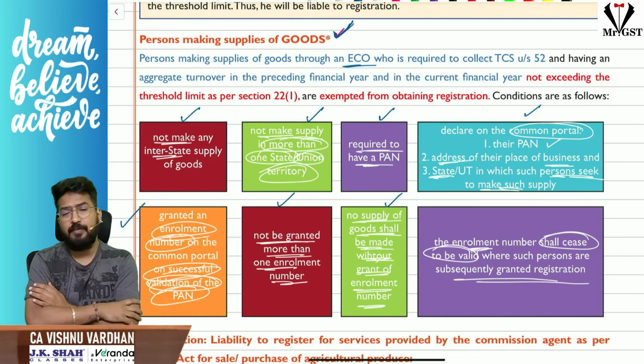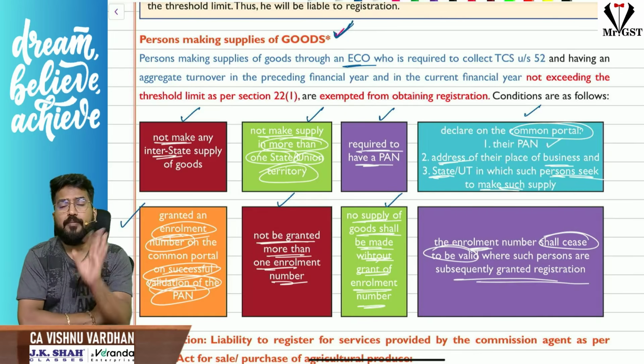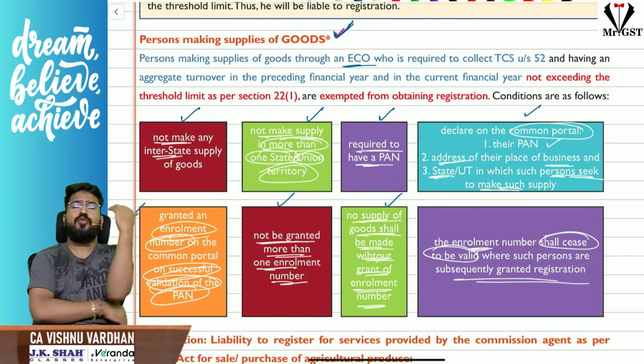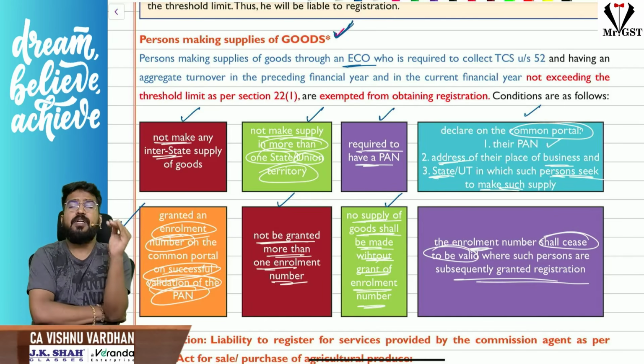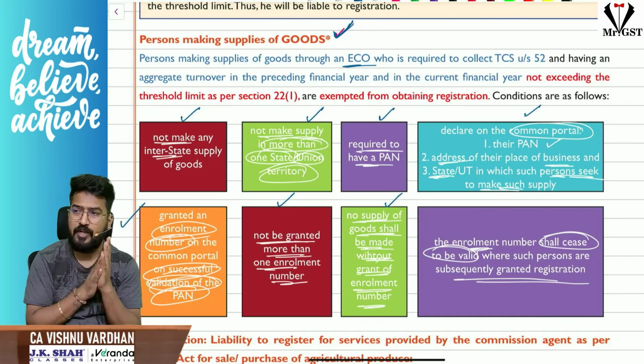And next you have to submit that enrollment number to the e-commerce operator, and the e-commerce operator should make sure that you are not making interstate supplies. So tomorrow if I become liable for registration, and then if I want to take registration, then you take registration, but the enrollment number whatever is there ceases to be valid. That is the concept.